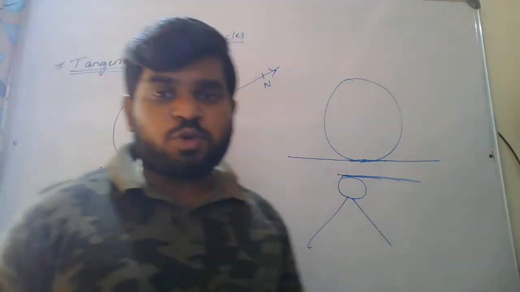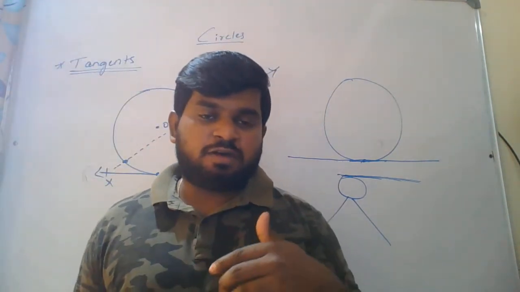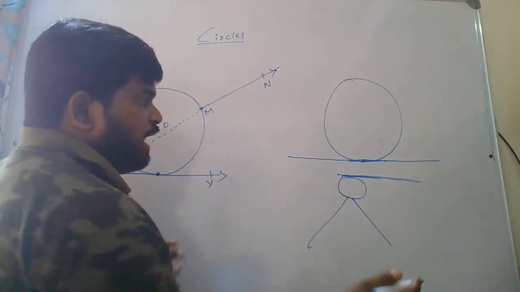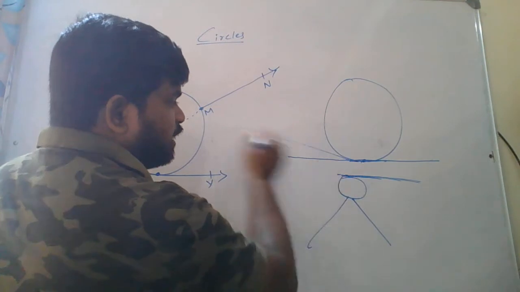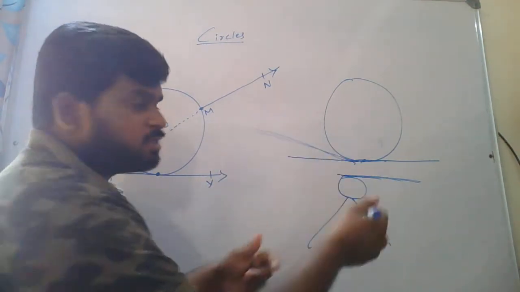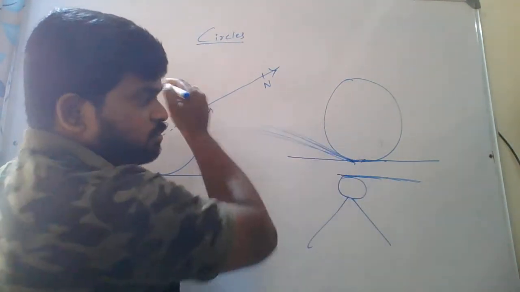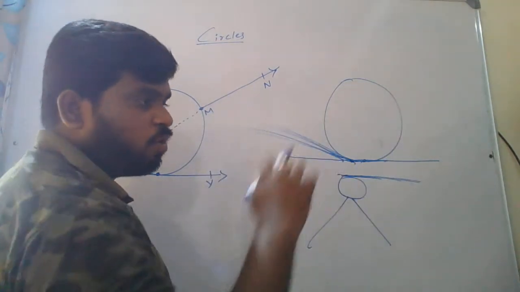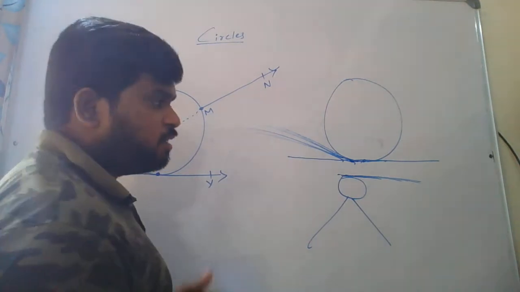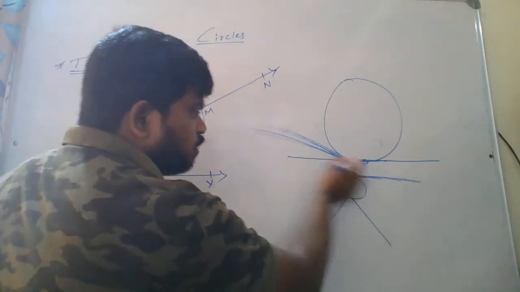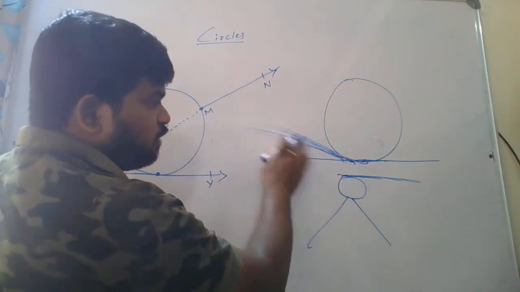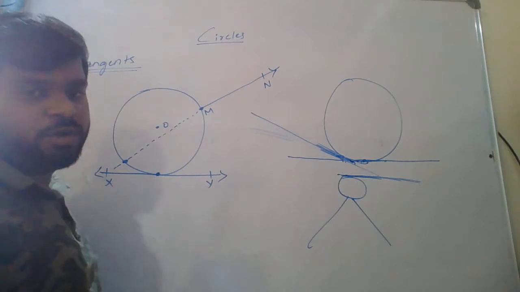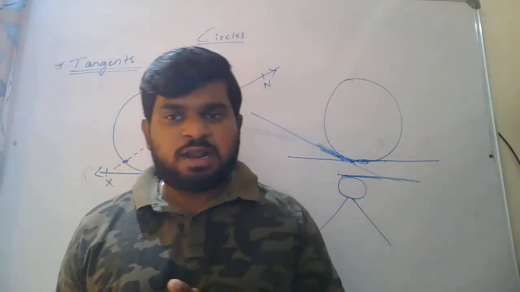Another one is during the rainy season. Have you observed the vehicle going in front of you? It will eject the water outside in a tangent like this. The wheel goes like this, the water comes like this, isn't it? If you have water on the road, as the wheel goes, the water comes like this. If you think of this as a line, it is meeting the circle at only one point. So these are some examples of tangents.